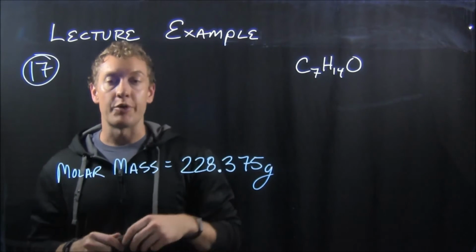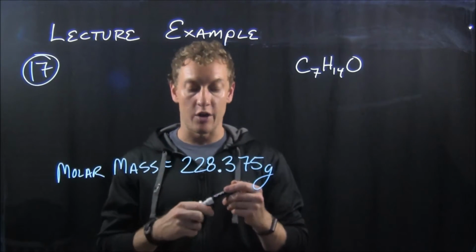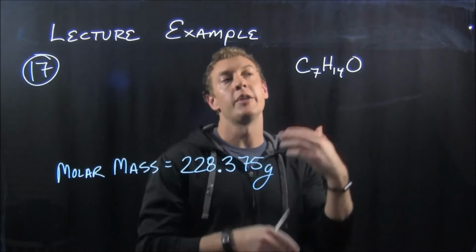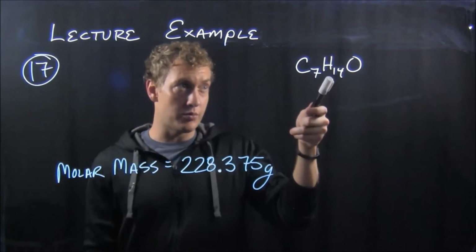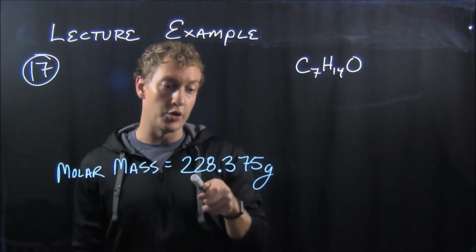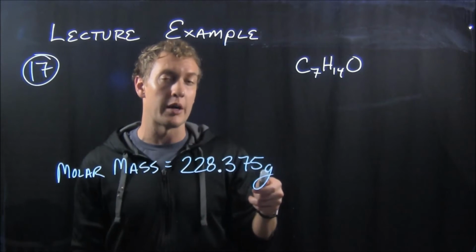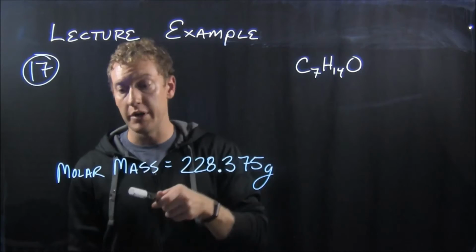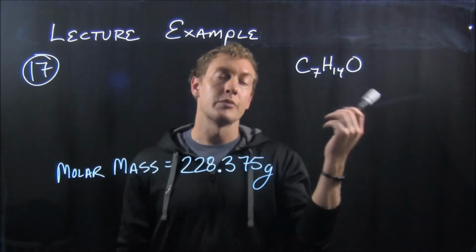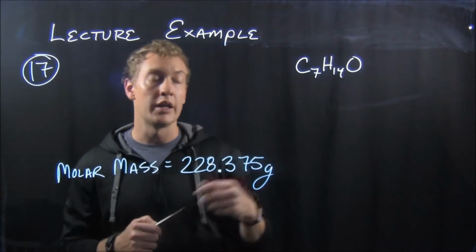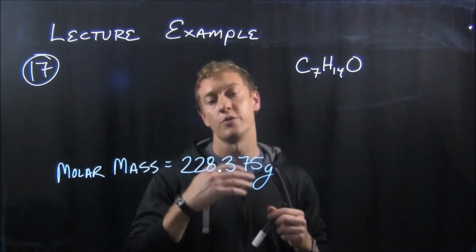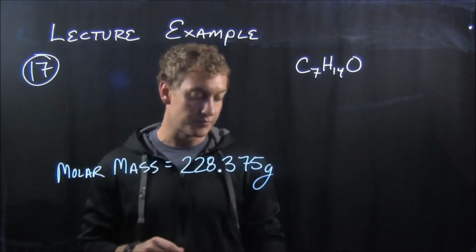Now, just to recap, the molecular formula is always a whole number multiple of the empirical formula. It could be, if this formula would add up to be 228.375 grams, then this would be the molecular formula. Sometimes, like CO2, CO2 is the empirical formula, and CO2 is also the molecular formula.